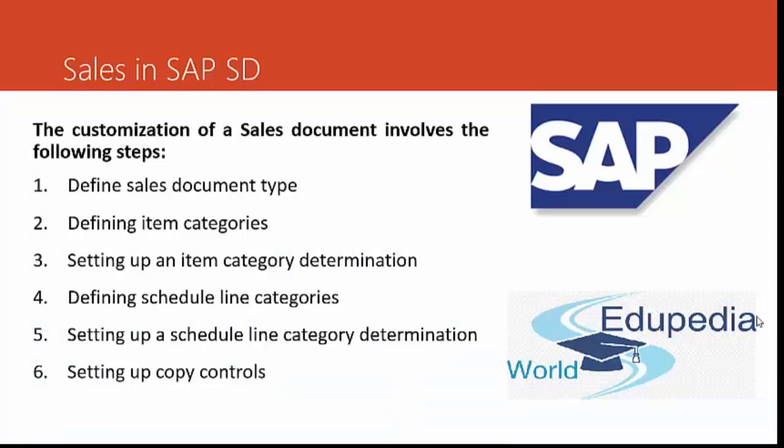In the last few lectures, we talked about customization of a sales document. We have successfully defined our sales document types. We defined item category. We set up an item category determination. We defined schedule line category. And we set up a schedule line category determination.